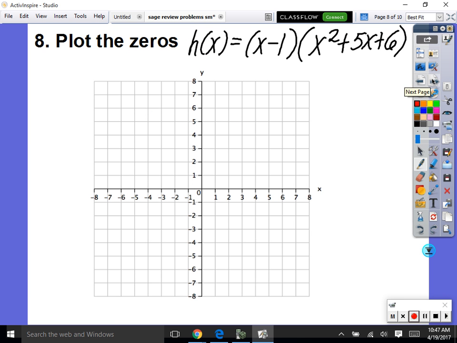Plot the zeros. Ready, set, go. So basically find the zeros, and then you know how to plot the zeros. So we would find the zeros, we would factor it completely. So this part's already factored.